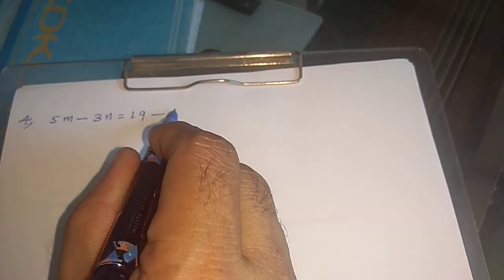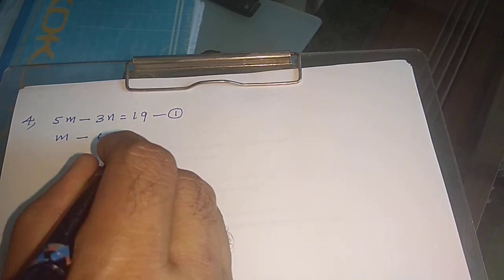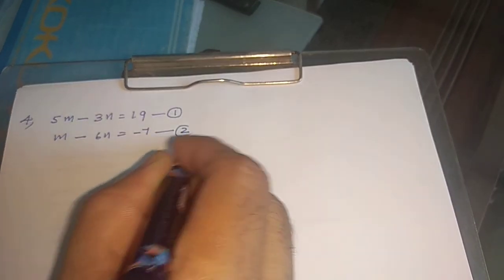Question number 4. Here it is. 5m minus 3n equal to 19. This is equation number 1. Second equation, m minus 6n equal to minus 7. That is equation number 2.